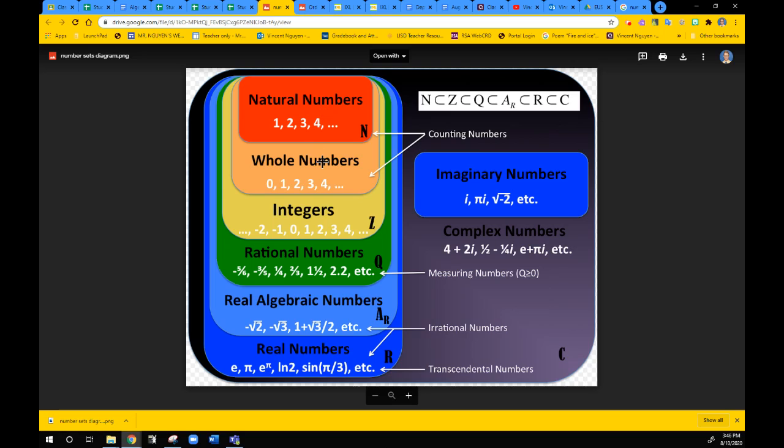And then the next set of numbers are the whole numbers. The whole numbers will include the zero. So we have 0, 1, 2, 3, 4, 5, and so on. So natural numbers are whole numbers, except it doesn't have zero, okay?